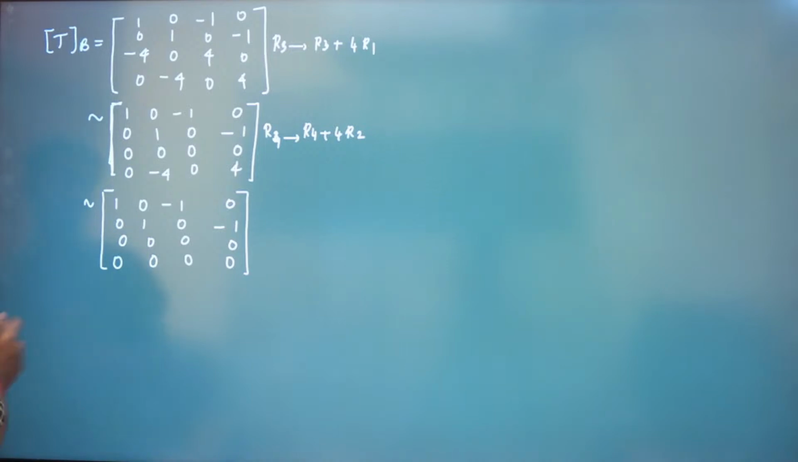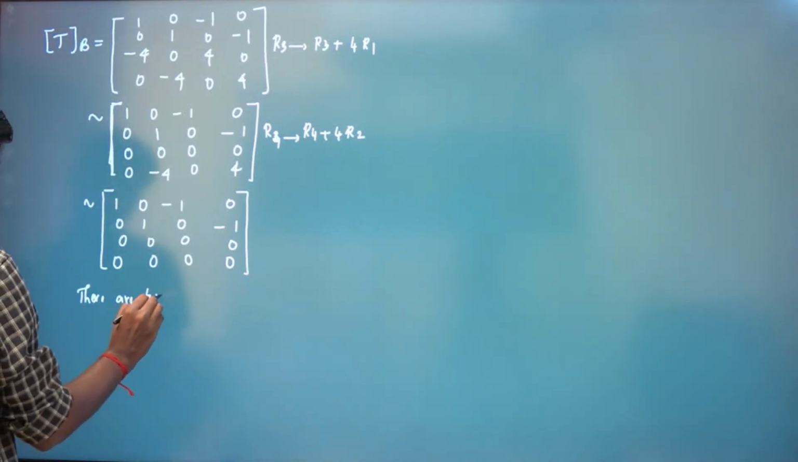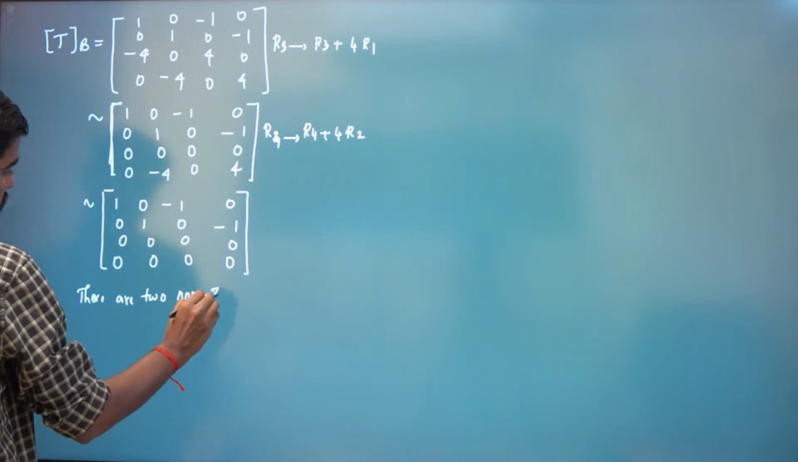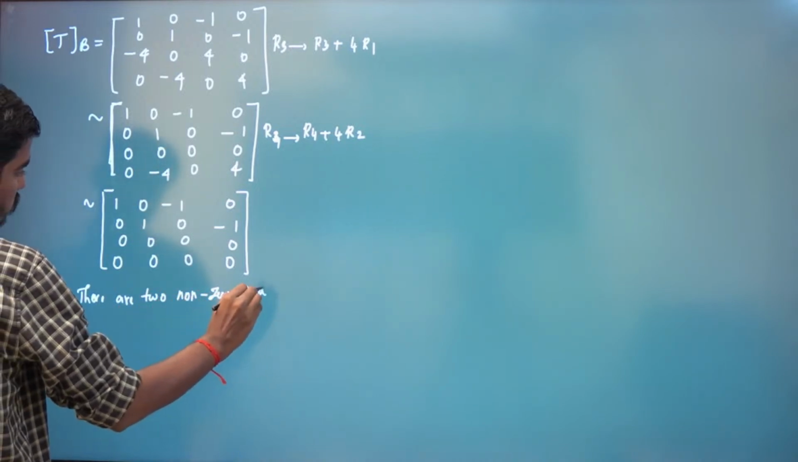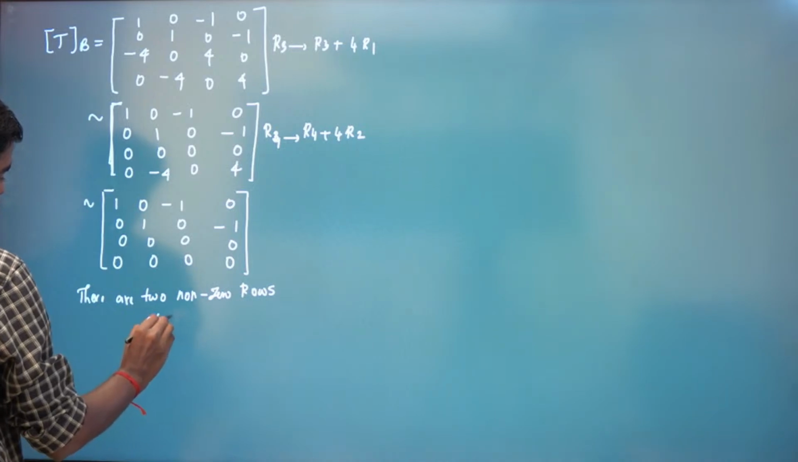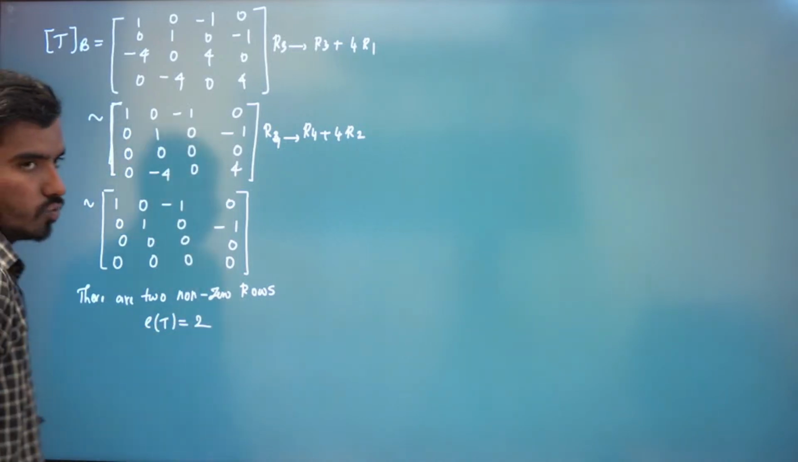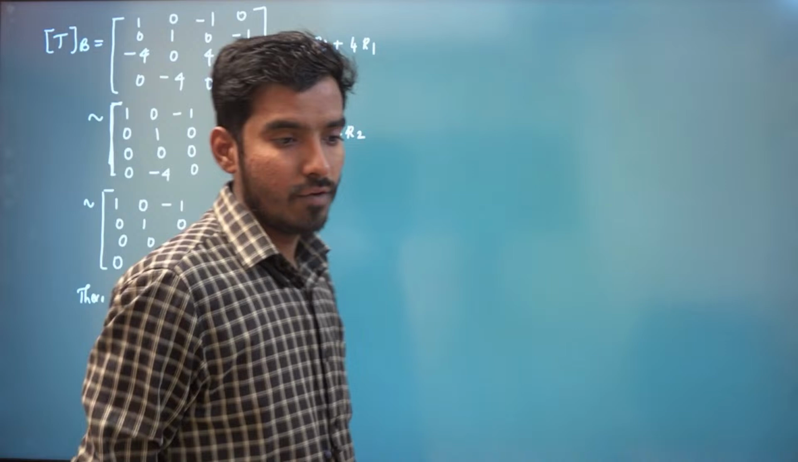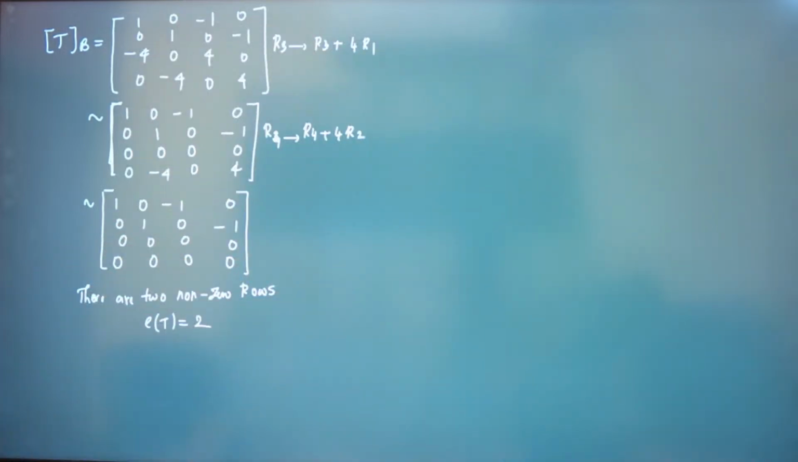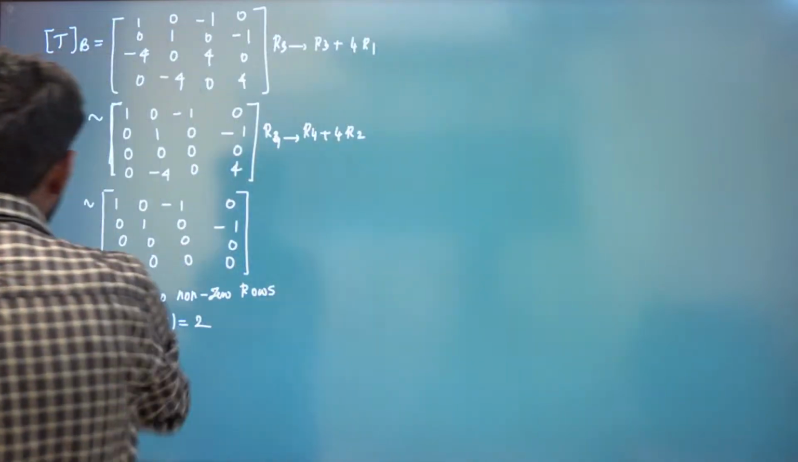Right? Now you can see there are two non-zero rows. So the rank of the corresponding linear transformation is 2. If rank is 2, what will be the nullity?